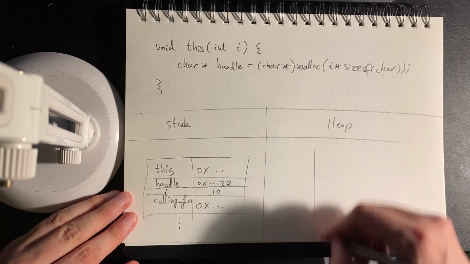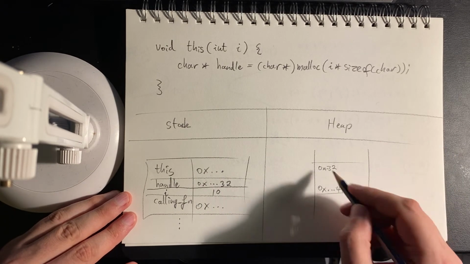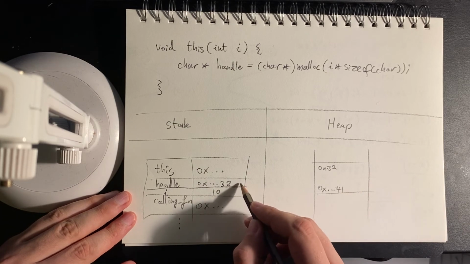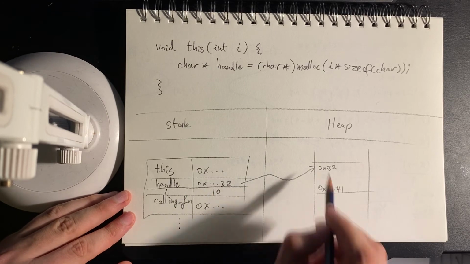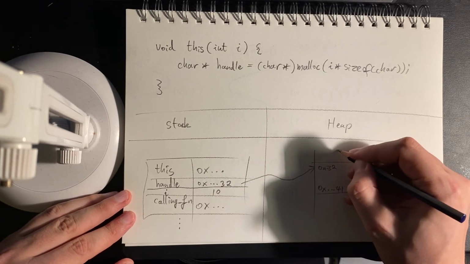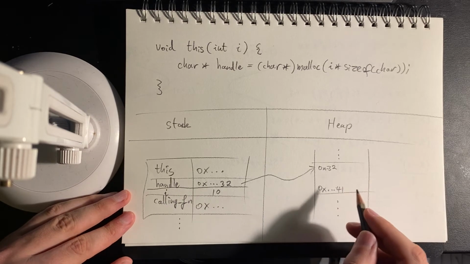Now on the heap, we have this chunk of memory, which is what handle is referring to. That's the significance of handle. It's the beginning of the memory chunk. And we have some memory before and after. This is the memory which has been allocated.